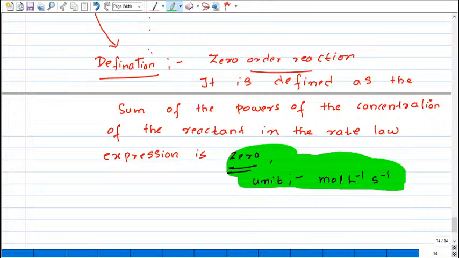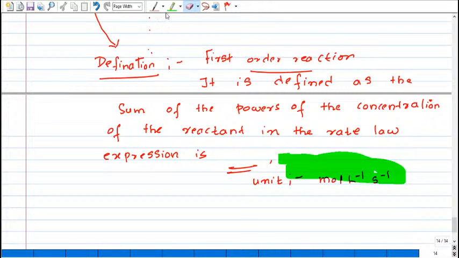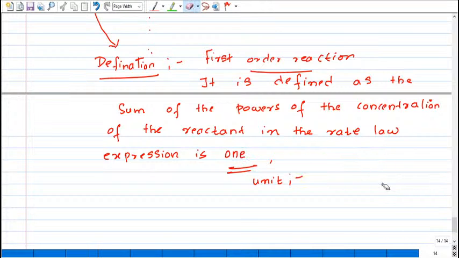Then I am just rubbing this 0 order now, and I am writing here the definition as first order. For the first order, the same definition, I am just removing the 0 and writing the sum of the power of the concentration is 1. And also the unit you have to remember for the first order. The first order unit is 1 by S, or S power minus 1. Both are correct. Remember this important unit and note it down.